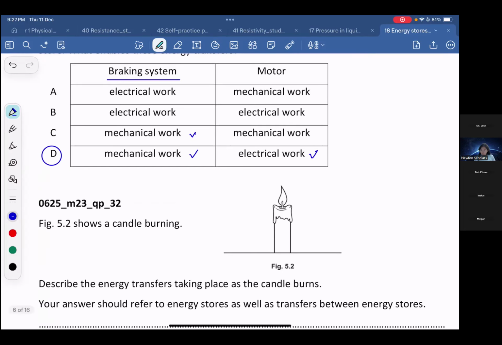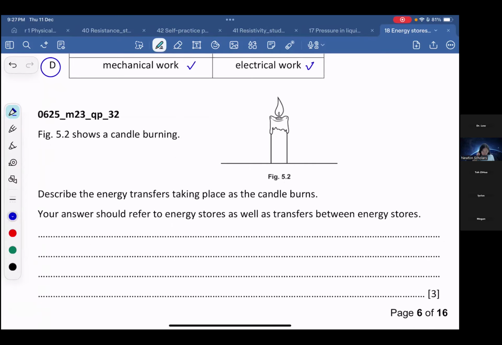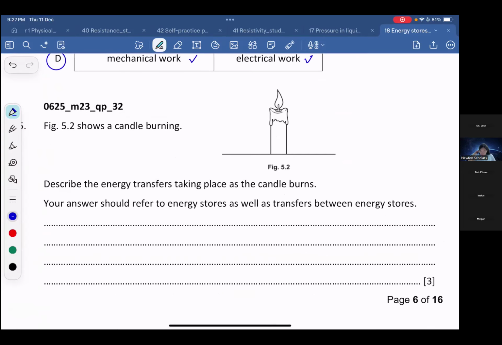Okay, so here, this is 2023. This one is a candle burning. Describe the energy transfer taking place as the candle burns. Your answer should refer to energy stores as well as transfers between the energy stores. At the start, your candle has what energy first? At first, the candle contains what energy store? What energy store in the candle at the start?